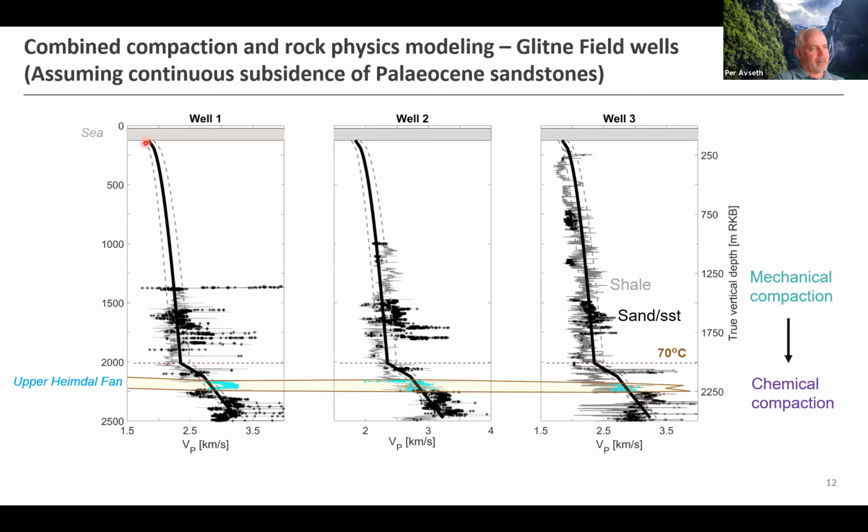And here I actually did this modeling, combined Valderhaug and rock physics modeling with continuous subsidence with a temperature gradient of about 35 degrees per kilometer. And you see here the onset and the change from mechanical to chemical compaction happening. You can really see that in the data in all the 3 wells, that you have a change in the trend. Of course, there's some variability around it, related maybe to variation in clays or other heterogeneities occurring in the sands. But overall, there is a trend that really shows this mechanical to chemical compaction trend.